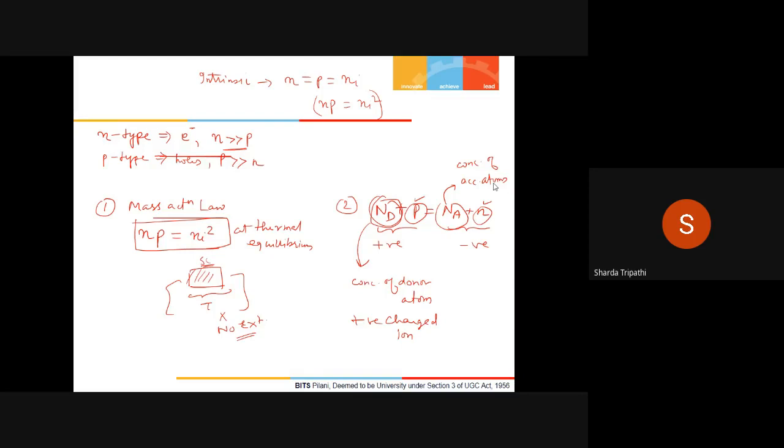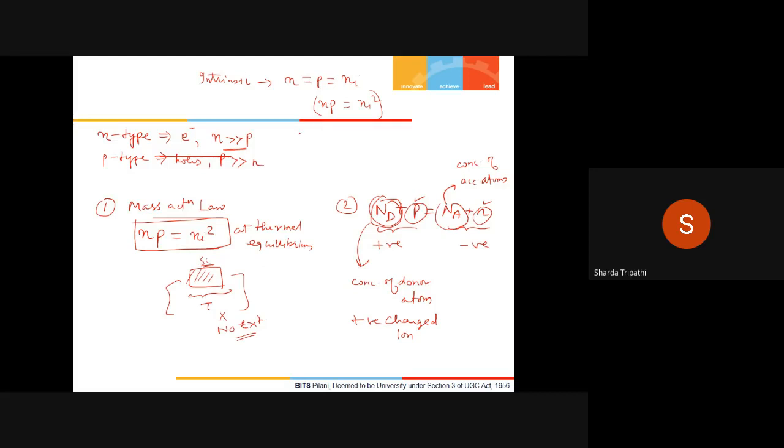So these are the two basic laws that relate the total charge in the semiconductor. First is the mass action law, and other is the law which says that the semiconductor will be electrically neutral in the absence of any external voltage.